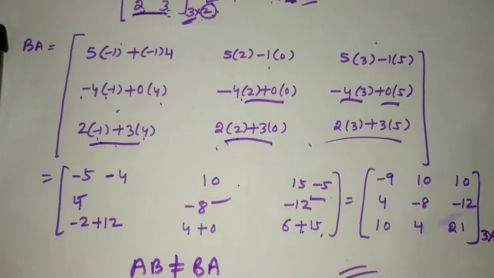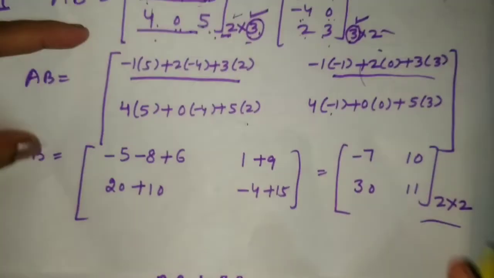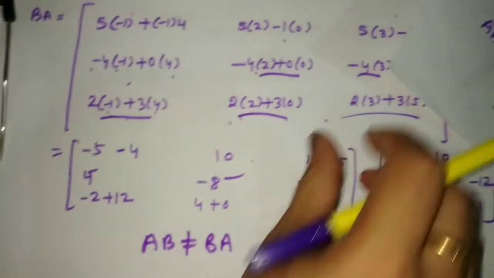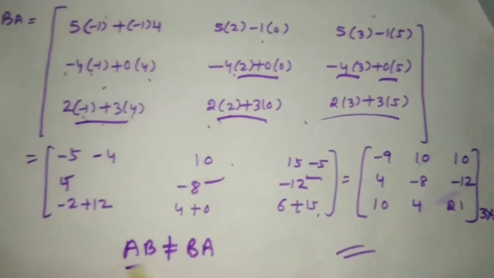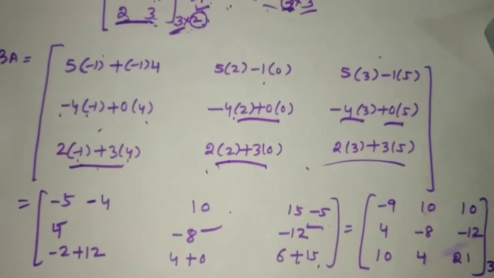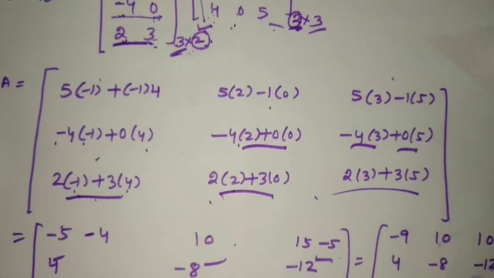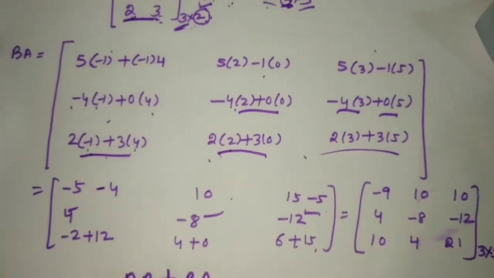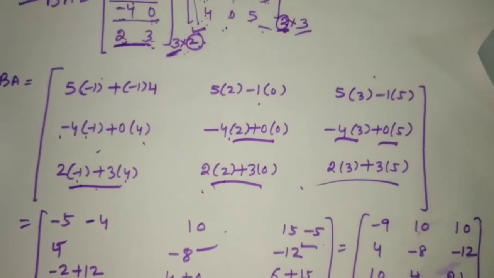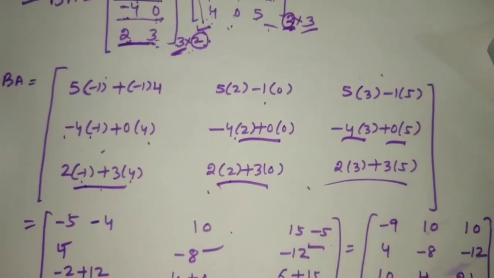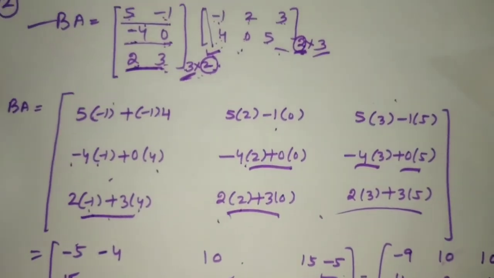But here we observe that AB is of order 2 into 2 and BA is of order 3 into 3. So AB is not equal to BA. Though AB and BA are both possible, we can say multiplication is not commutative. The question is that AB or BA exist, but their answers are not the same. So this is how we have to multiply two matrices.